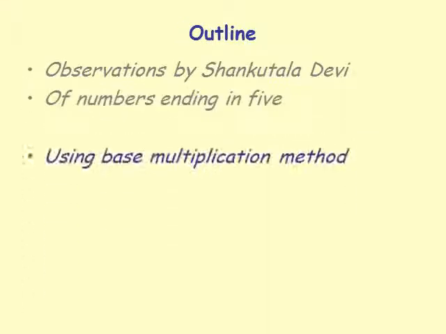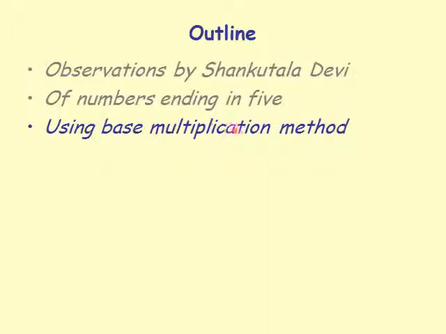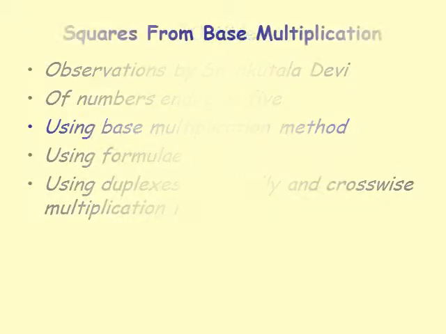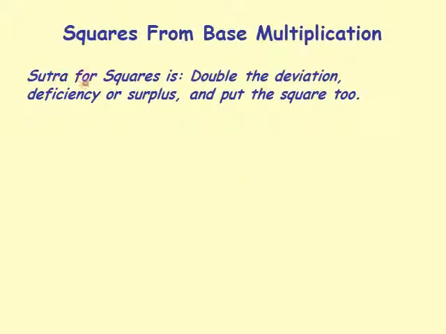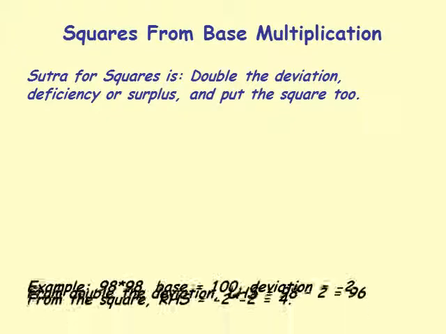The next section is the base multiplication method: squares using the base multiplication method. Let's continue. The sutra for squares is: double the deviation, which might be deficiency or surplus, and put the square to. In simple words, we are going to double the deviation and put the square to. Let's see how we are going to apply that.